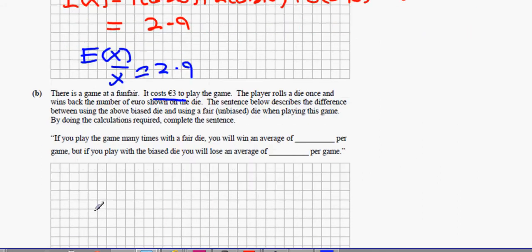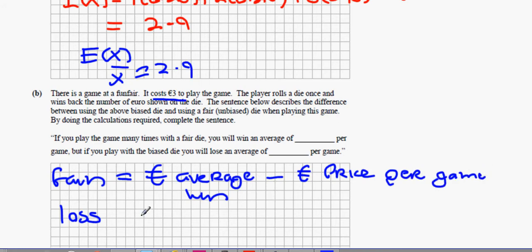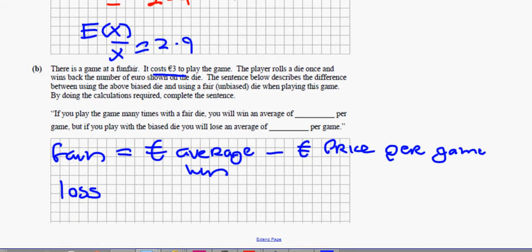Okay, well, your gain or loss in a game is basically the amount of money you win on average, minus the price per game. So that's both of them. What we know about whether we're gaining or losing money is it's the average win minus the price per game.